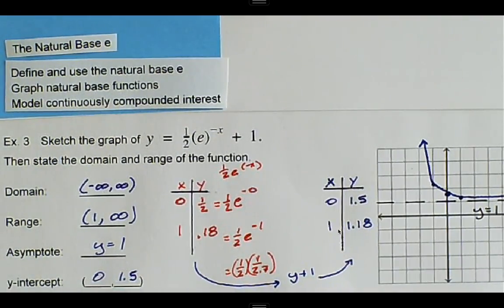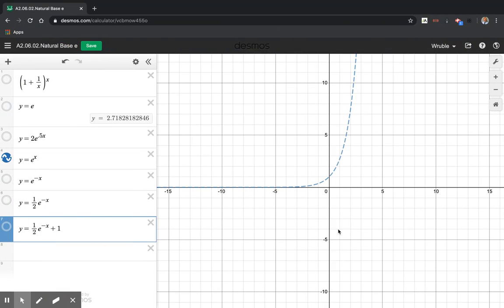And we can take a look at the transformation of this graph. So here we have the function y equals e to the x, which is our exponential growth. When we change that x to a negative x, what that does is it flips it over the y-axis. So now we're over here. We add that 1/2, and what that's going to do is shrink our graph so it flattens out or gets closer to the x-axis down here. And then the last thing, when we add that plus 1, what that's going to do is shift it up 1. So where the asymptote before was 0, now everything is shifted up 1.